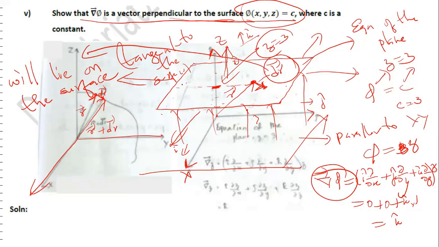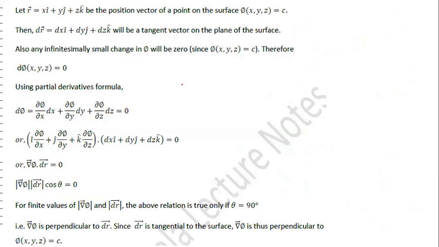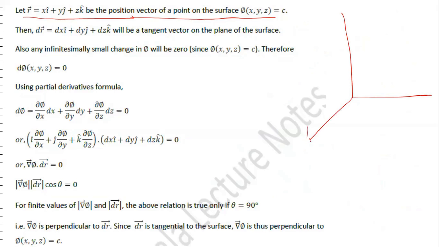Remember that dr vector will be tangent to the surface. All right, now let us continue. Let's say we take r as a position vector. We already know this is the position vector of any point on the surface phi. In the earlier case, for simplicity as an illustration, we considered a flat surface. So we can actually have any kind of arbitrary surface like this.